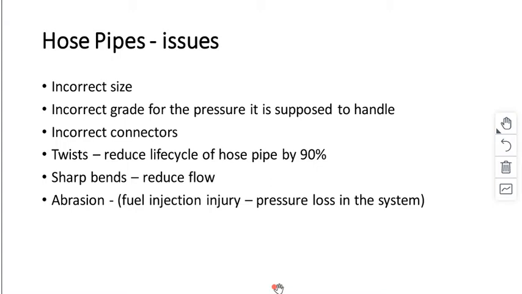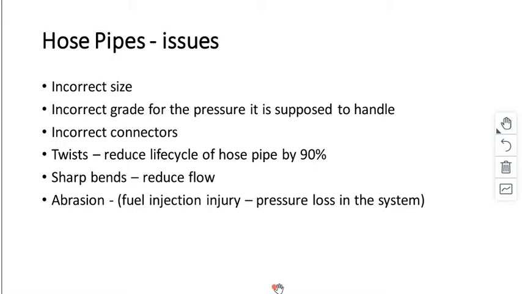Okay, so there are different types of hose pipes. They all have got some sort of wire mesh inside to try and add some stability to them. And if the hose pipe is not the correct size, first of all, the system is not going to operate at top performance. And also the pipe is going to go down quite fast.